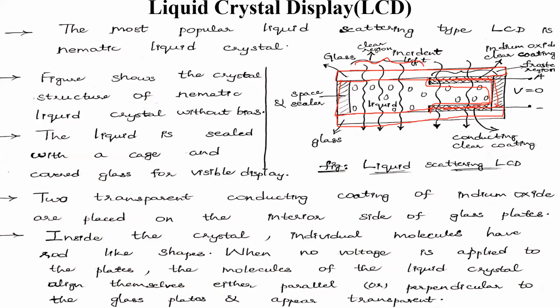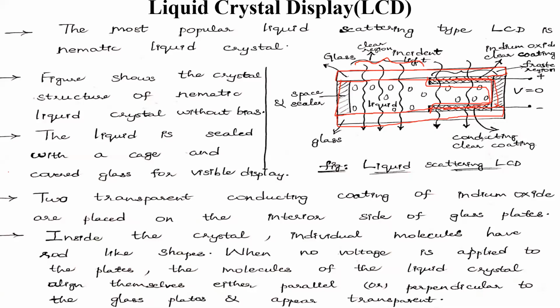From this, voltage is provided across these two. Let it be initial condition V equal to 0. After increasing this voltage, there is a movement of the molecules, and I am going to obtain some exhibition of light here. These are the conducting clear coatings given here.